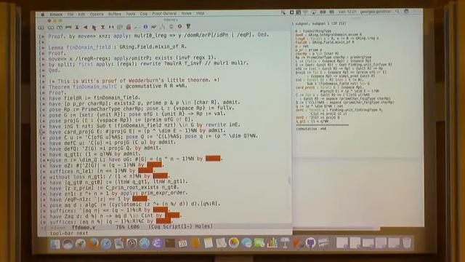Somehow this is much faster than the other one.